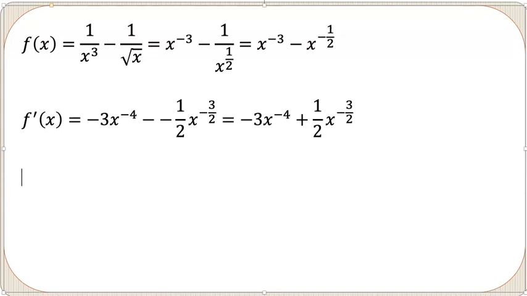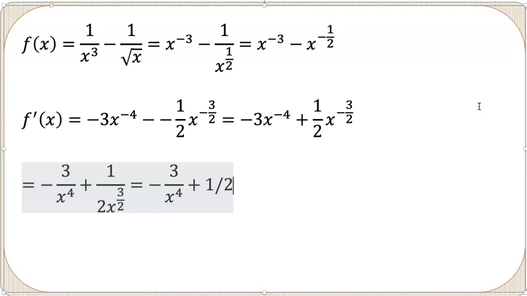Alright, but we're not done. We want to get rid of those negatives. So one step at a time, we're going to have negative 3 over x to the positive 4 plus a half, and in the denominator we're going to have x to the power positive 3 over 2. Still not done. So that's going to be equal to negative 3 over x to the 4th plus a half, and in the denominator, instead of writing x to the 3 over 2, we're going to write the square root. So it's going to be square root of x to the power 3. And that would be the end of that one.